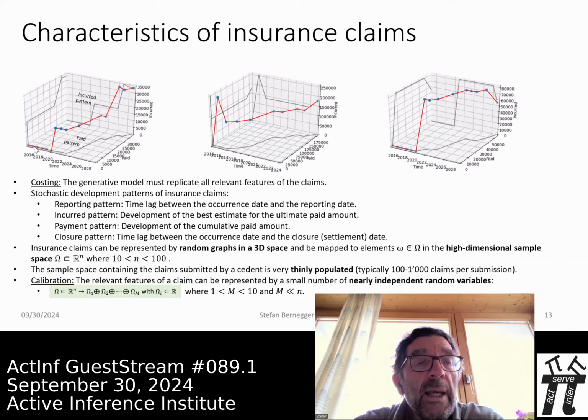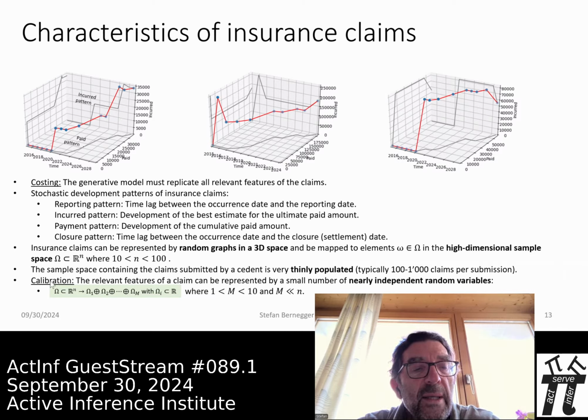Now, if I take one claim, so the whole graph here is one claim, I can either represent it with a graph in a three-dimensional space, as I did here, or you can take each payment and each incurred adjustment and say that's just one element, and then you put it into a high-dimensional space. So each claim is an element in a high-dimensional sample space, and the dimension here is maybe something between 10 in the best case, or up to 100. It's very high, and it's a space that is very, very thinly populated. You imagine you get maybe 100 or 1,000 claims per submission, and if you have a claim with 100 or 50 or even 20 dimensions, you're completely lost. There's nothing you can do.